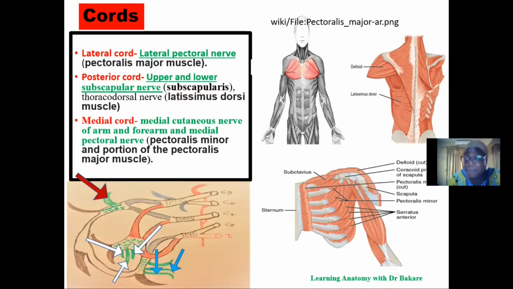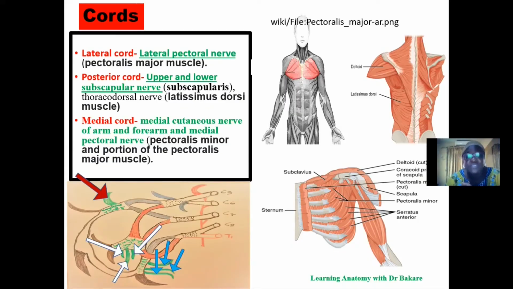Then we also have the emergence of the medial pectoral nerve. This is the medial pectoral nerve. Remember, we have the lateral pectoral nerve emerging from the lateral cord at the upper part. So we also have the medial pectoral nerve emerging from the medial cord in the lower part, and this supplies the pectoralis minor. The pectoralis minor is seen below the pectoralis major, and this nerve also supplies a portion of the pectoralis major muscle.